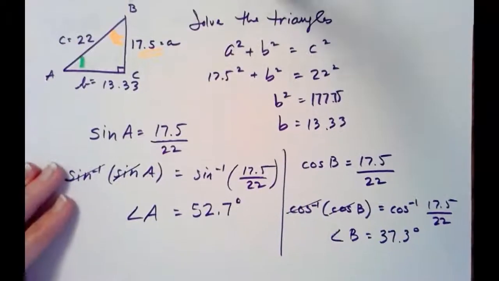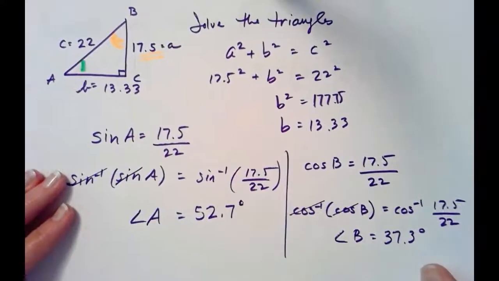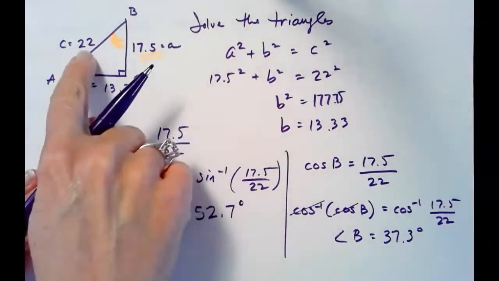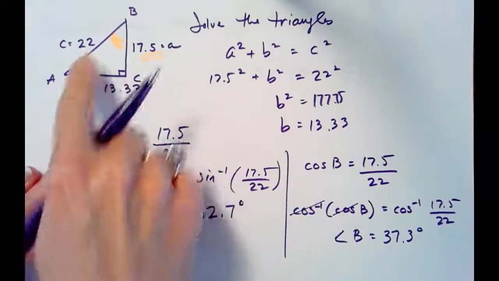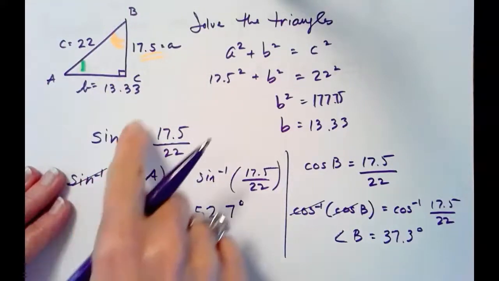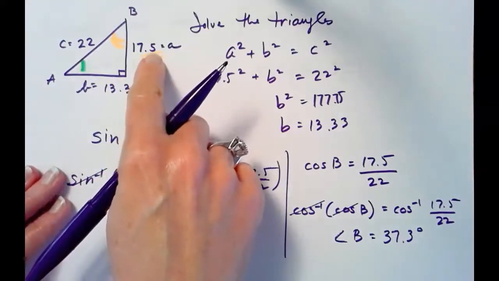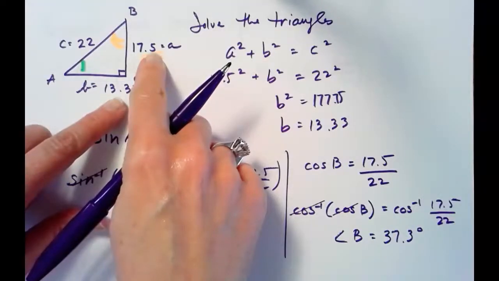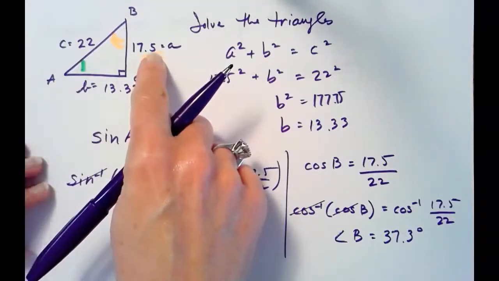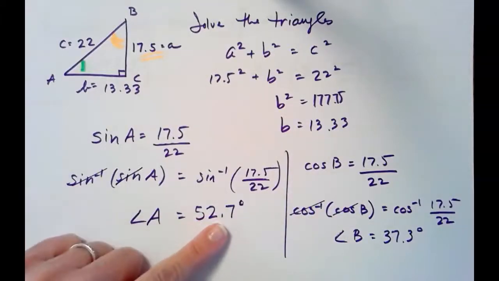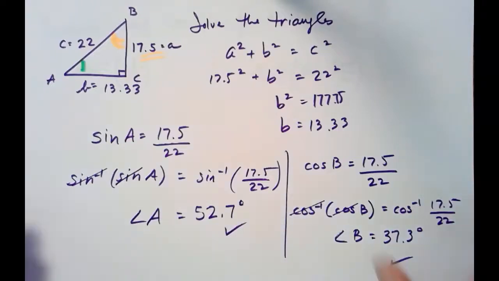Now, let's go back, let's look at all of it, and let's make sure that our answers make sense. So here we go. We know that 22 is the longest side because it's across from the right angle. It's the hypotenuse. So side A is larger than side B. Therefore, angle A must be the biggest of the acute angles. Angle A is 52.7. Angle B is 37.3. So check, check. Our answers make sense.